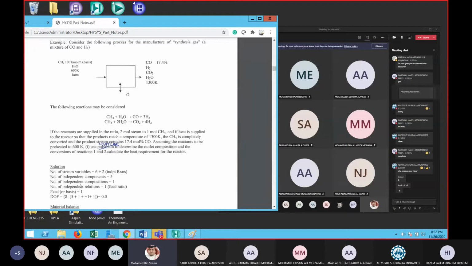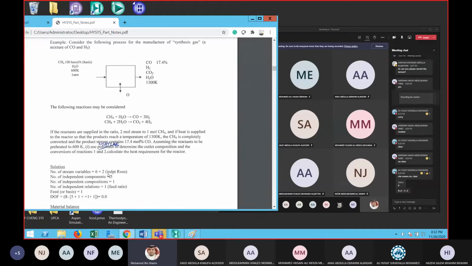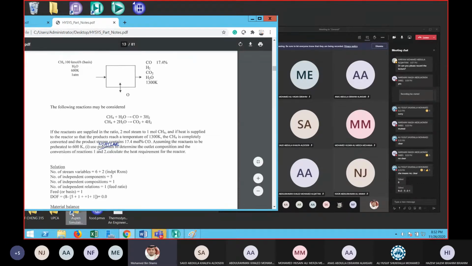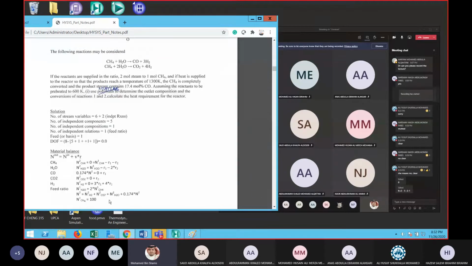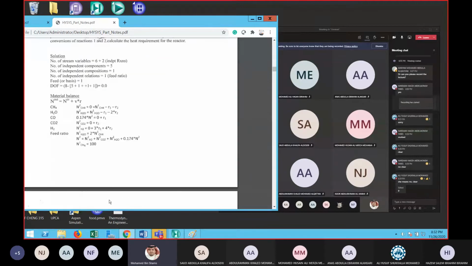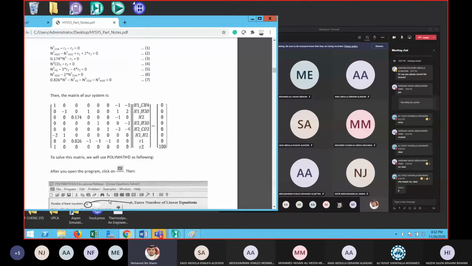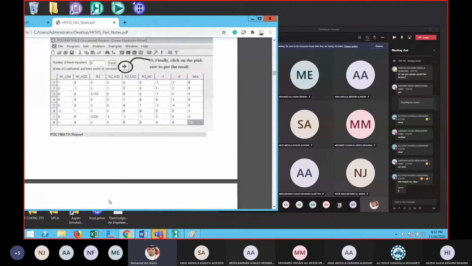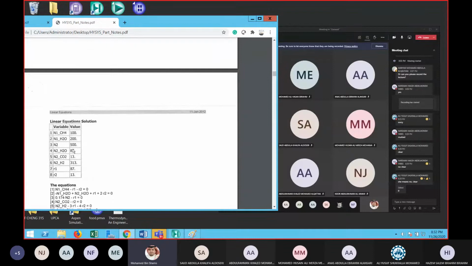Degree of freedom, as you can see here, the number of stream variables is 6 plus 2. For the reaction, the number of independent compositions we have is 1, which is this one. The number of independent relations, we have this ratio. And the question gives us the basis, so the degree of freedom is 0. This is the degree of freedom for the material balance. And the problem is solvable. You can solve it manually with AX equals B, and you have seen that HYSYS gives us the solution of this problem.